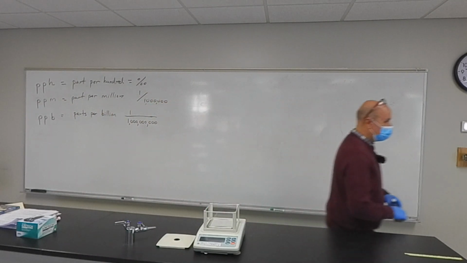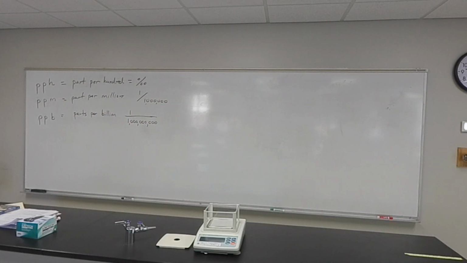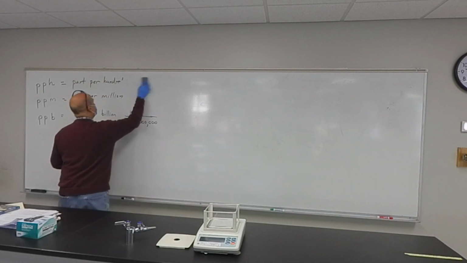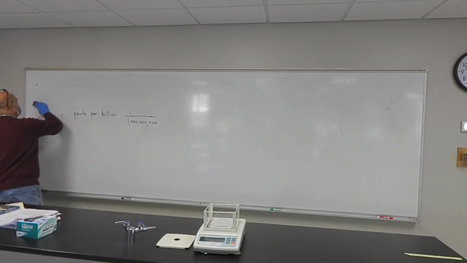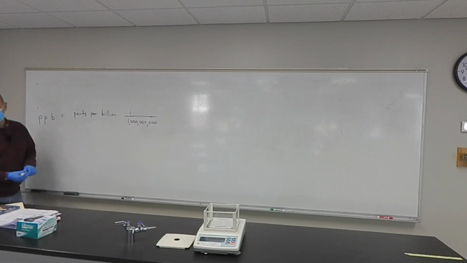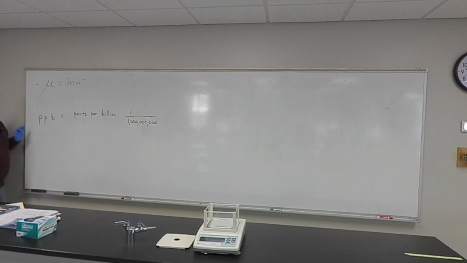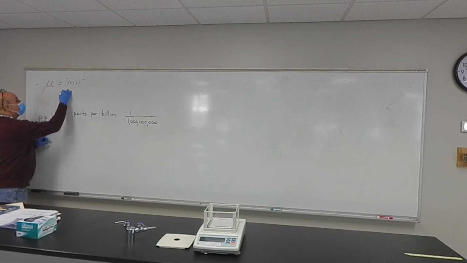Yes? What's the upside down H? Oh, very good question. You mean this one right here? Yeah, that one. It's a symbol, but it's actually a Greek letter, lowercase mu. That's the name of the letter in the Greek alphabet, but we read it as micro.